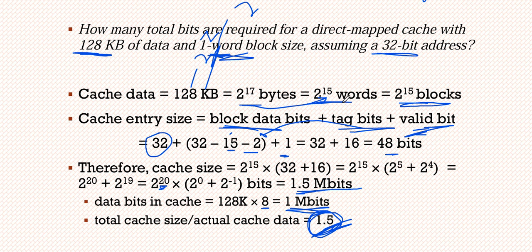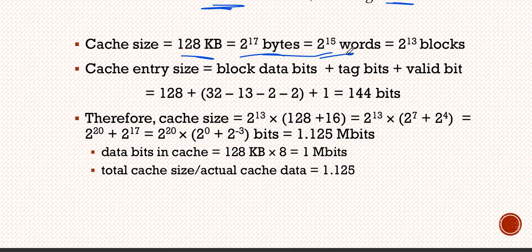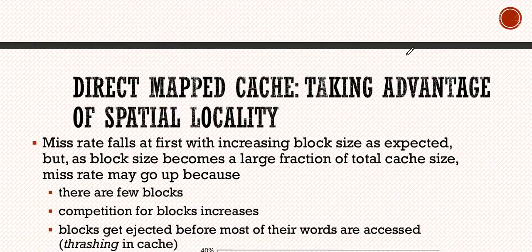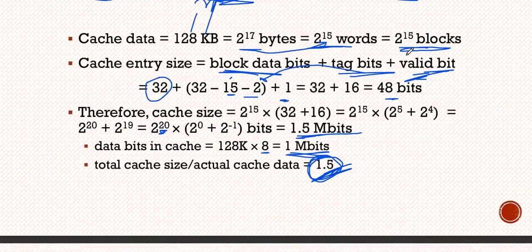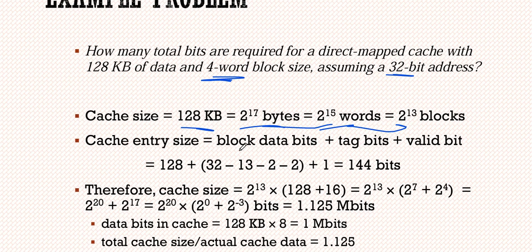So we have to divide by 4 again, right? We have to divide the 2 raised to the power 15 by 4 again. And this will give you what? 2 raised to the power 13, right? So it means that the actual number of blocks, the actual number of lines, will be 2 raised to the power 13, right? Now, once you get that, you are through with the question.